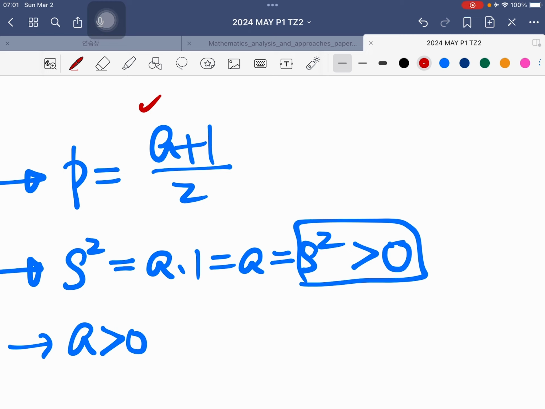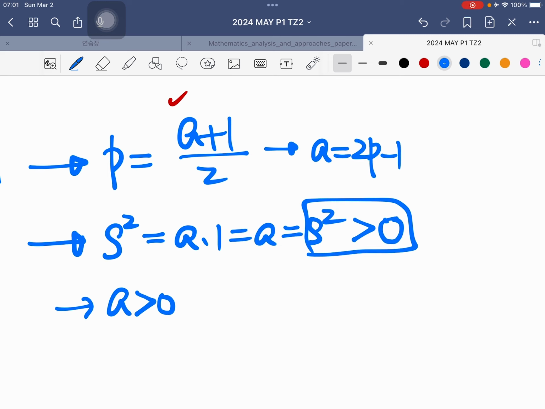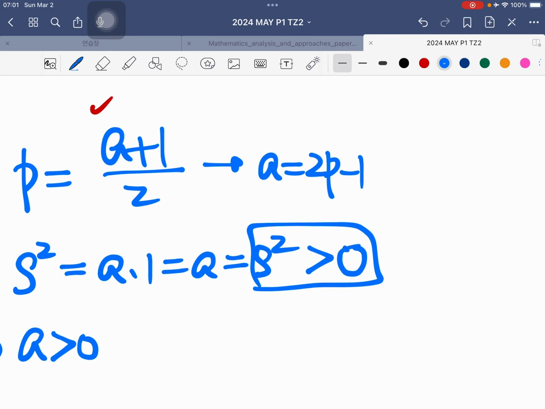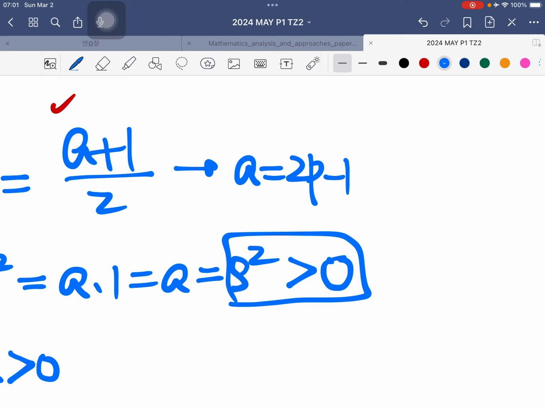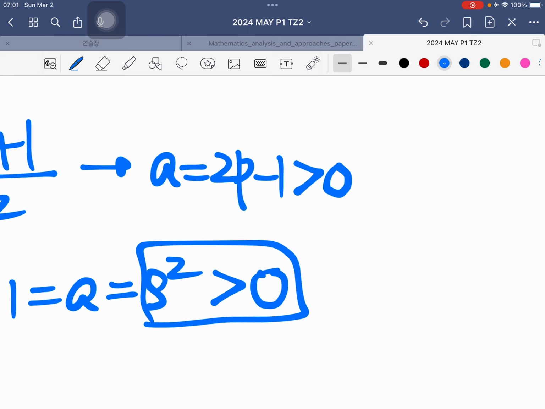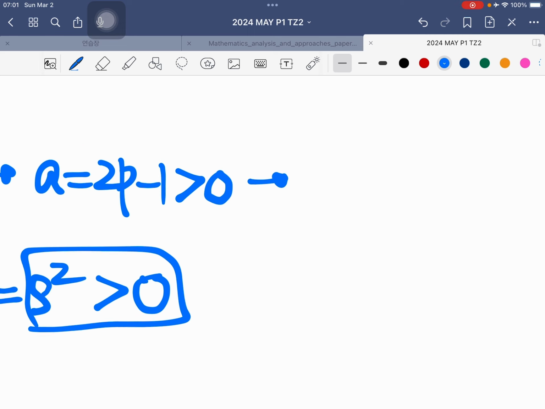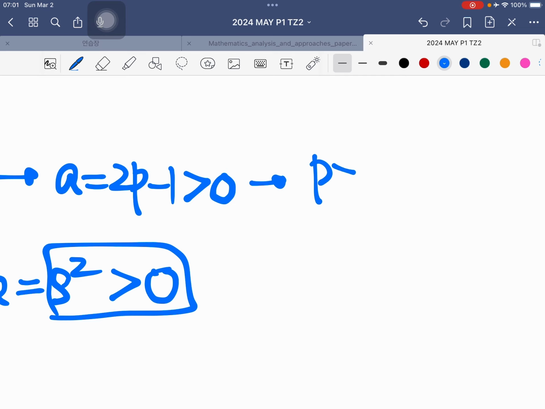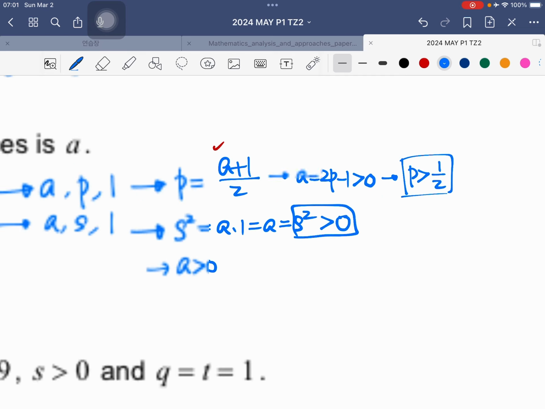So we can express A as 2p minus 1, right? So A equals p minus 1, and this A must be greater than 0. Left hand side greater than 0, meaning the right hand side also must be greater than 0. So this is greater than 0, which means that P must be greater than 1 over 2. So this is derived.